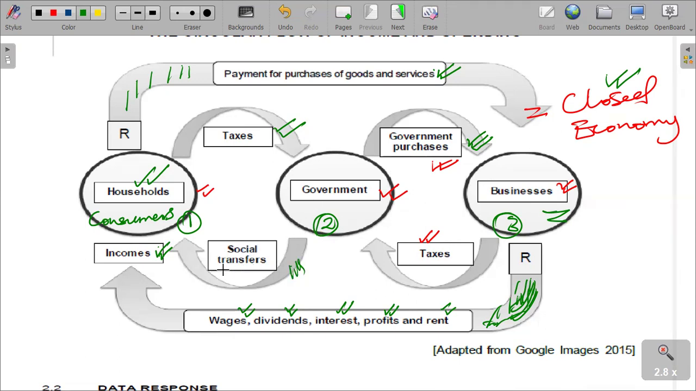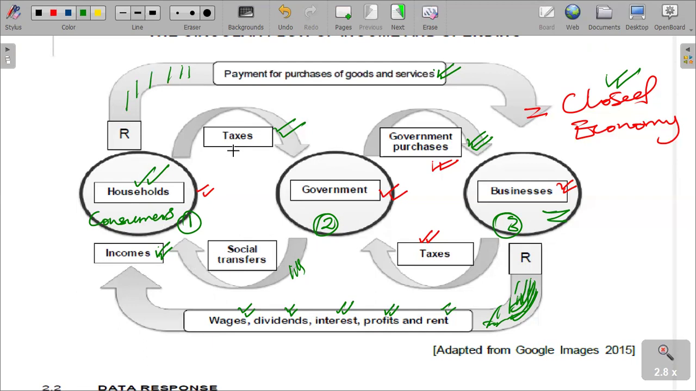We have social transfers, which means our government supports its people, its citizens, through benefits and money transfers given to our people in order for them to improve their general upkeep. And households also pay taxes to government. We do have such taxes.